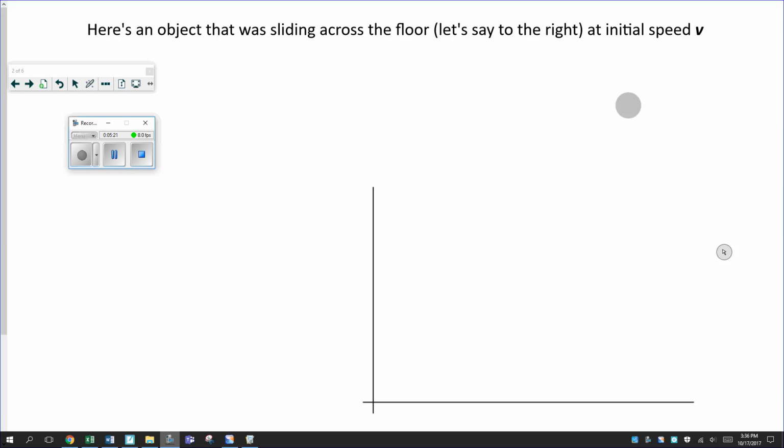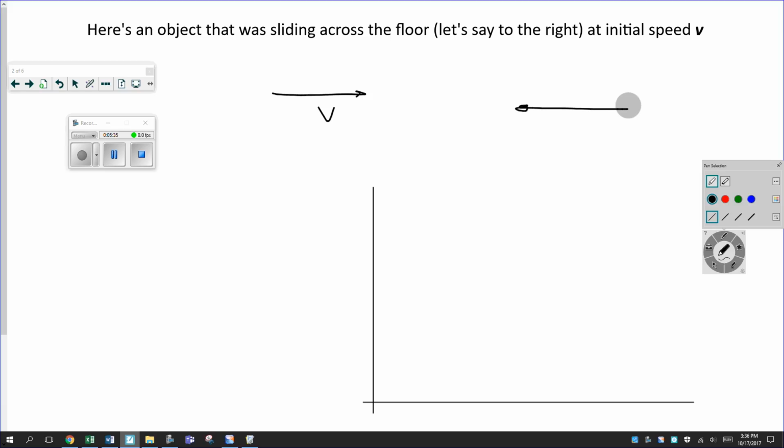So if this thing had some initial speed v, which is not a force, by the way, velocity is not a force, well, this thing slows down because there was a force that pointed back that way. I call it a friction force that pointed back that way.